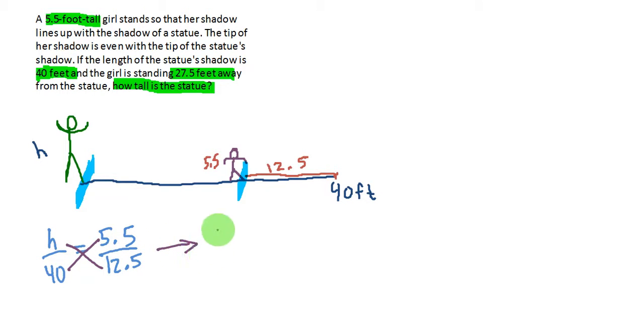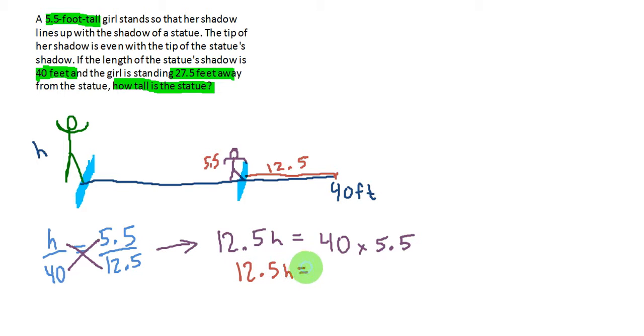I'll write that over here. I have 12.5 H is equal to 40 times 5.5. I'm going to fix that last 5. So we have 12.5 H is equal to 220.